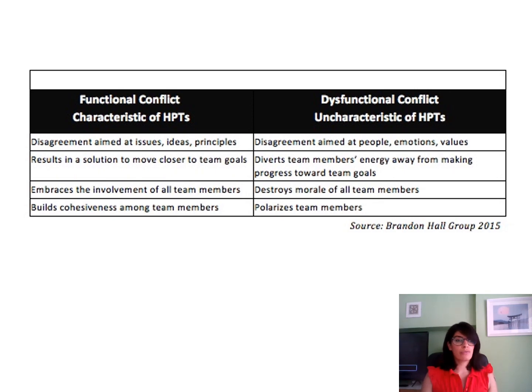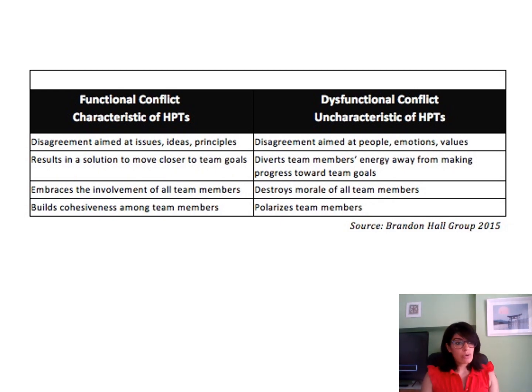When we look at high performance teams, you can come across some conflict in those teams. But conflict can be both functional and dysfunctional. So in a high performing team, functional conflict is when disagreement is aimed at issues, ideas, and principles, but when it's dysfunctional, when you're not agreeing and there's conflict, that's actually aimed at people, emotions, and values, and feels like a personal attack.